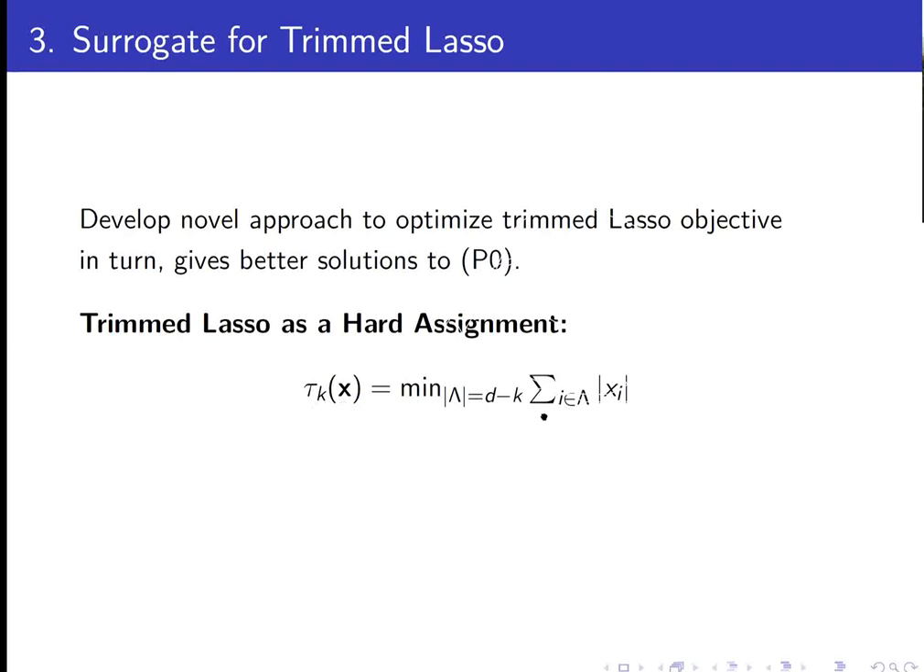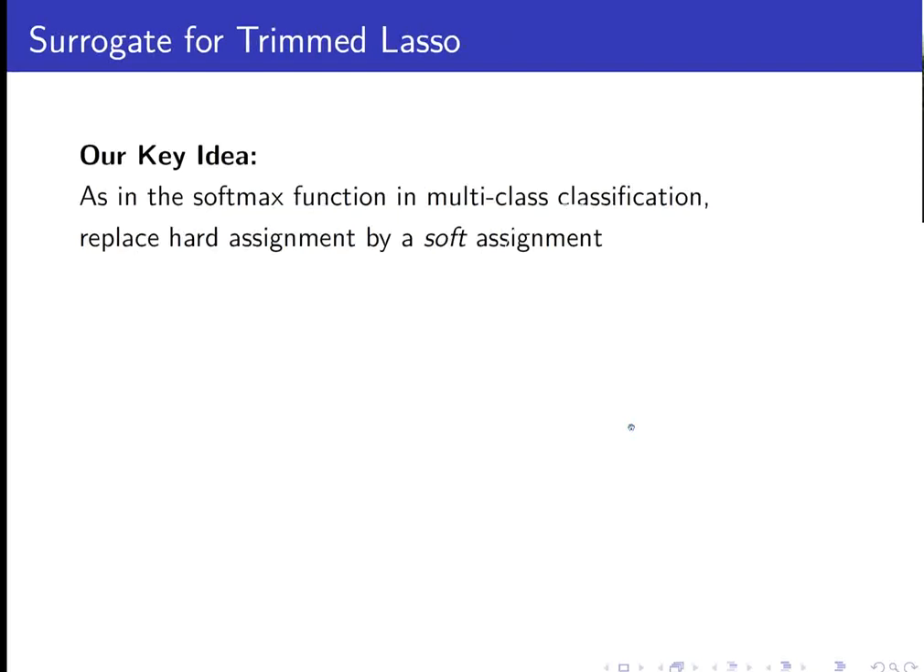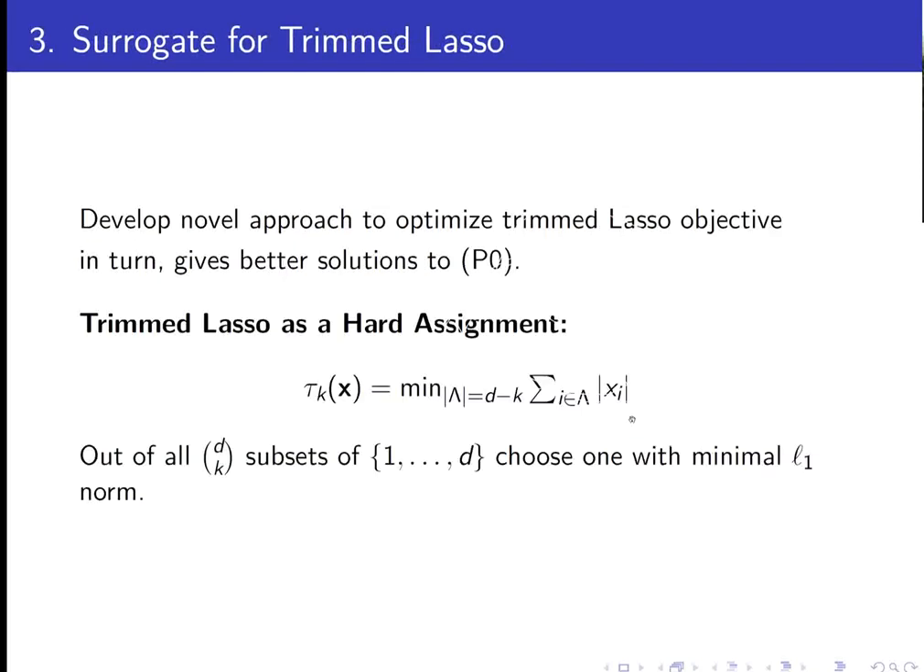You have your vector x, you choose any subset of size d minus k, look at its sum, and tau k of x takes the subset where the sum is smallest. It's a hard assignment. You have d choose k possible subsets. Each one has a sum. You take the one with the smallest value. Now, if you knew the support, that's a great penalty. We showed earlier that if you take this penalty and multiply it by a large enough parameter lambda, you get back solutions of the original problem.